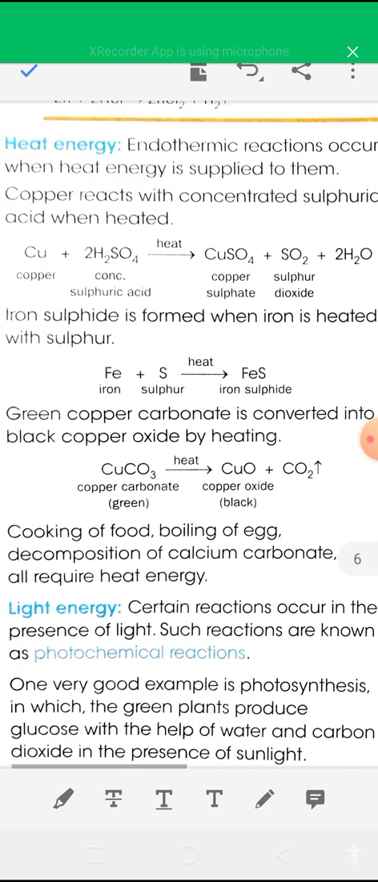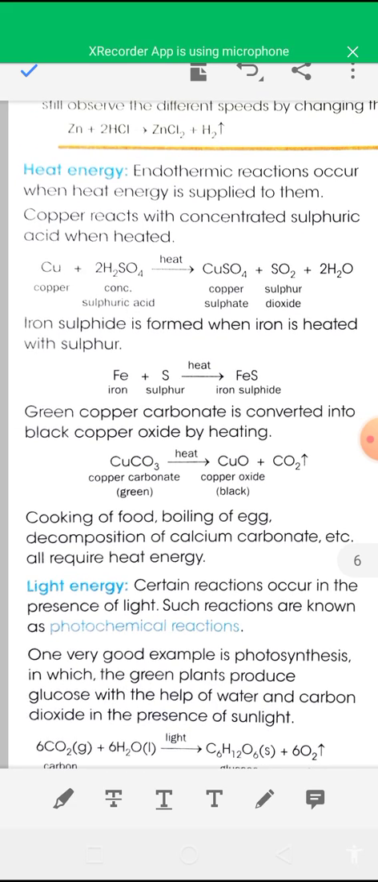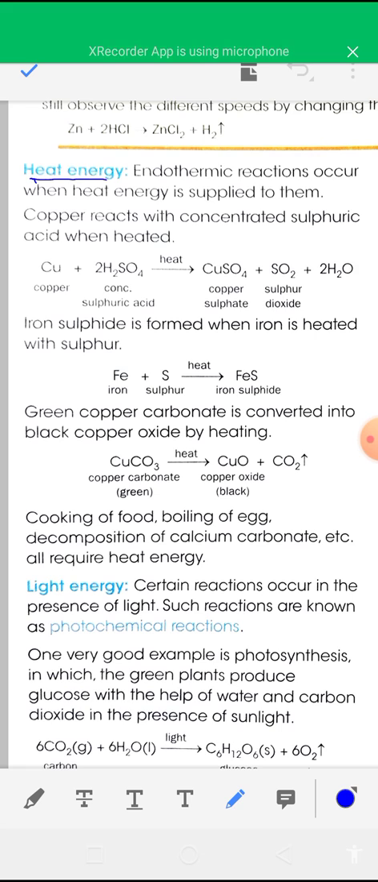Next condition is heat energy. Supply of energy is an important condition for a chemical reaction, especially heat energy for endothermic chemical reactions. Endothermic reactions occur when heat energy is supplied to them. For example, copper reacts with concentrated sulfuric acid when heated. Cu plus H2SO4 gives CuSO4 plus SO2 plus water. And this reaction takes place only when the mixture, that is copper and sulfuric acid, is heated.